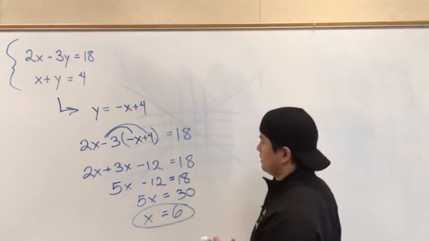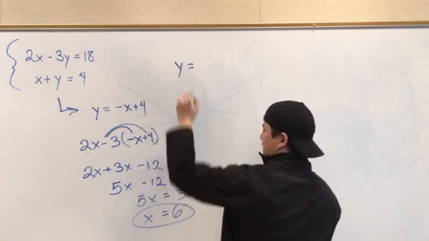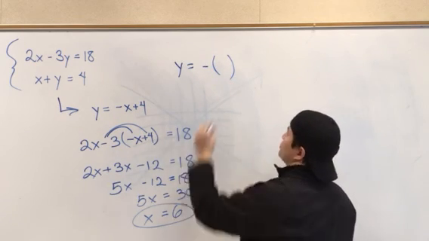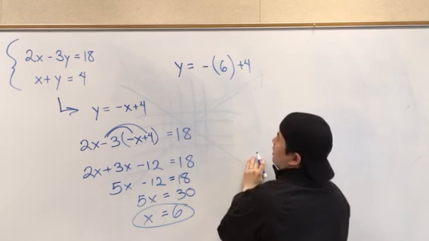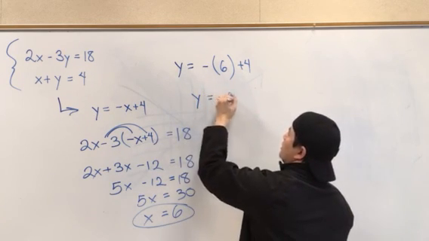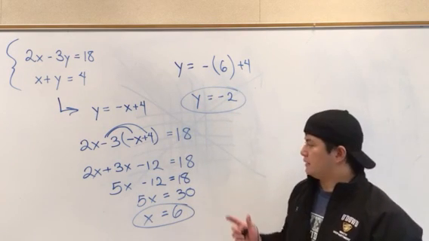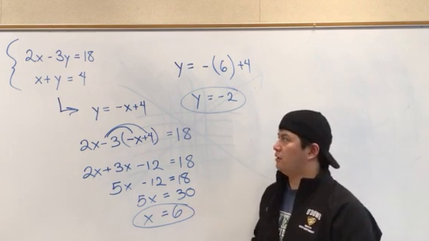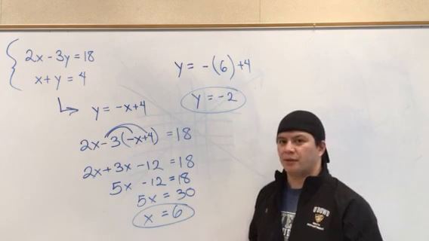So let's pop it in there. I've got y is equal to negative, and the number I'm putting in for x is 6, plus 4. And when I simplify that, I will get y is equal to negative 2. And you'll notice that it's the exact same answer as we got from the last video for the exact same problem. We're just using a different method. Okay, that's it.